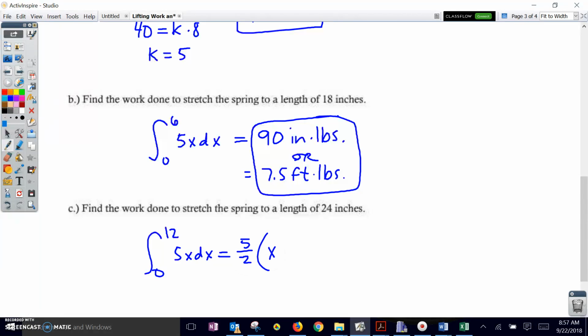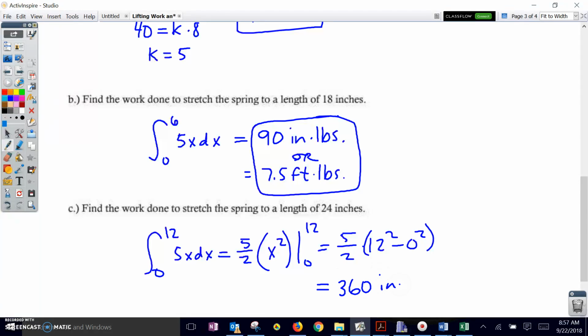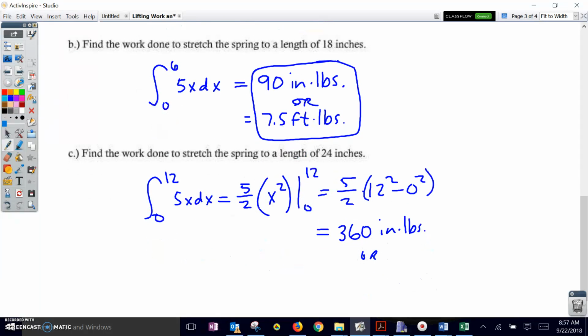Why not? Go ahead and integrate this by hand. And we end up with 5 halves times 12 squared, minus 0 squared. So that's going to be 360 inch-pounds, or 30 foot-pounds of work required. Something you should notice about these units, inch-pounds and foot-pounds, there's a multiplication in there. It's not inches per pound, it's inches times pounds, and feet times pounds in our unit.